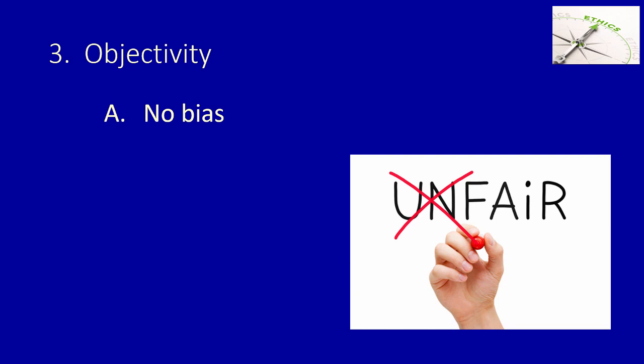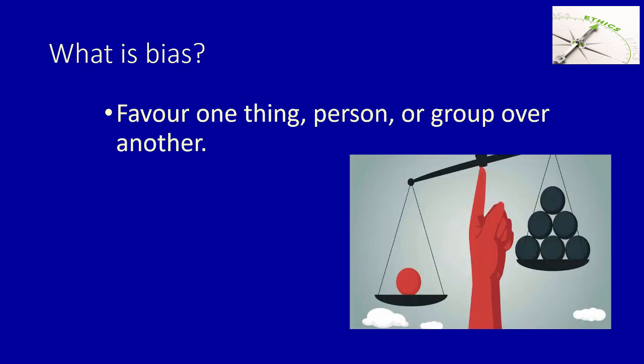But let's delve a little deeper and define bias. To be biased is to be in favor of one thing, person, or group compared to another. We all have our own biases, preferences that influence our judgment and prevent us from being fair. They might be conscious biases. That means we are aware of them.